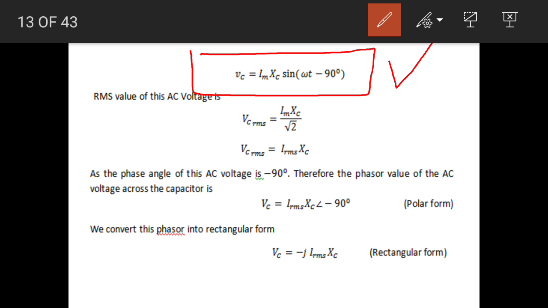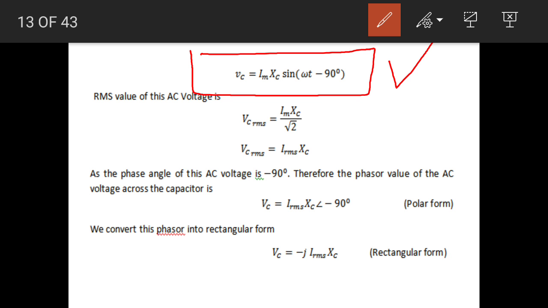We know that the voltage across the capacitor lags behind the current by 90 degree. In other words, the current in a capacitor leads the voltage across the capacitor by 90 degree. In other words, there is a phase difference of 90 degree between the voltage across the capacitor and the current in a capacitor. So the phase angle of this AC voltage is known, and the phase angle of this AC voltage is minus 90 degree.